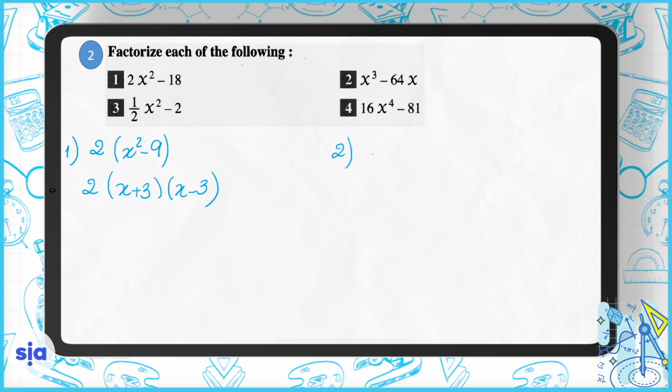Question 2. X is a common factor. X squared minus 64 is what's left inside the bracket. Difference of 2 squares. This will be x plus 8 times x minus 8.